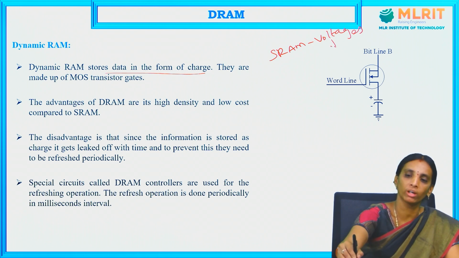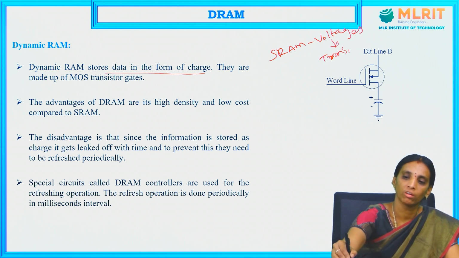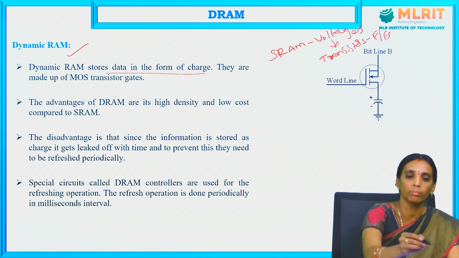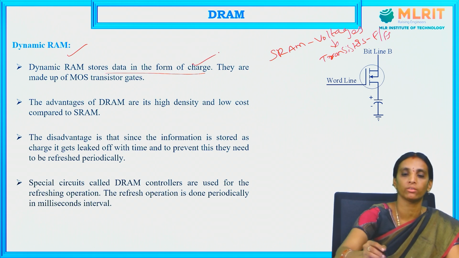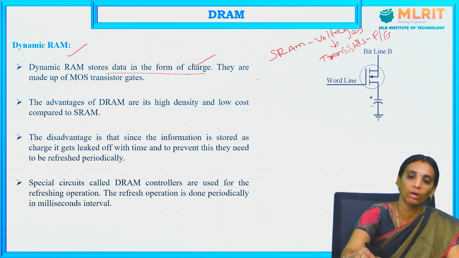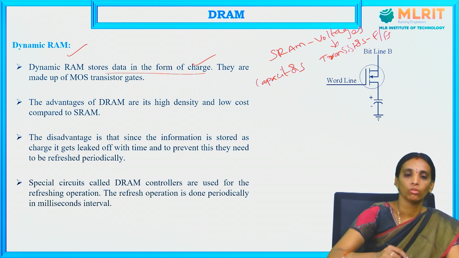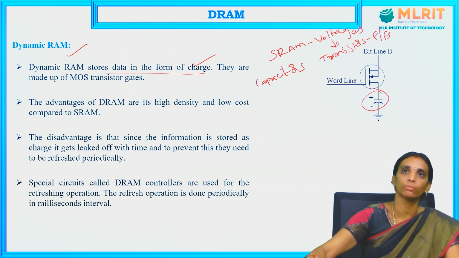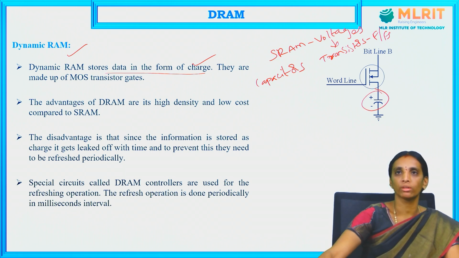So that's why we have used the transistors and flip-flops. But here the dynamic RAM stores the data in the form of charge. So what are the elements we have for storing the charge? So we have capacitors. So for preparing the dynamic RAM, we have used the capacitors to store the charge, so that it can store our data in the form of charge.